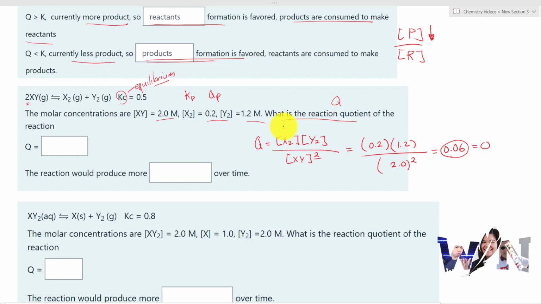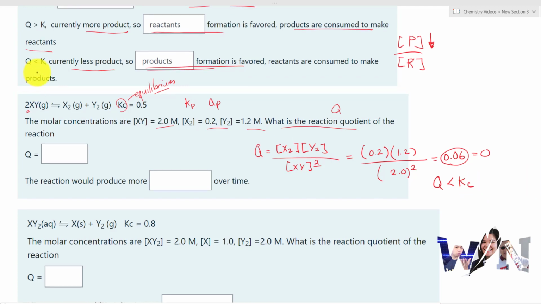Well, 0.06 is less than, so Q is what? Q is less than Kc. What does that tell you? So let's go back here. Q is less than Kc. Currently, we have less product, so the product formation is favored. So let's write down over here. Our Q is 0.06, and the reaction would produce more what? More product over time in order to achieve equilibrium again.